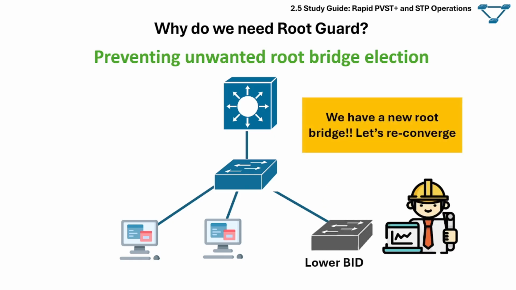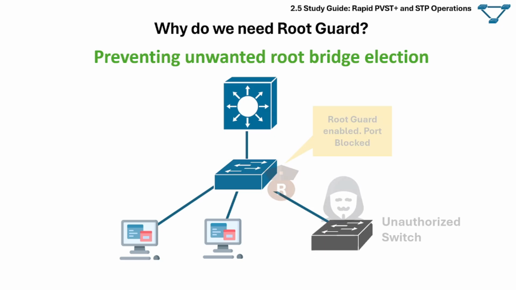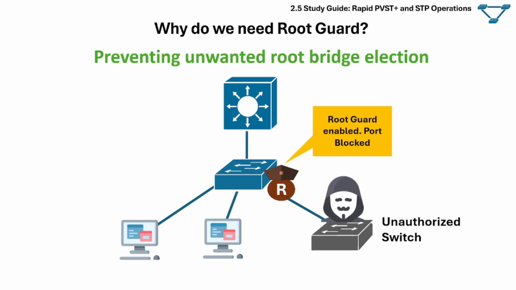Another case is if a network engineer accidentally connects a new access switch to the network that has some existing configuration and happens to have a lower BID than the rest of the switches, it becomes the root bridge. The root guard prevents rogue or misconfigured switches from disrupting the network by becoming the root bridge and potentially causing loops or suboptimal traffic paths.